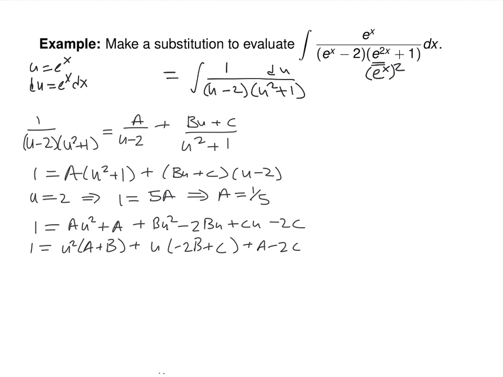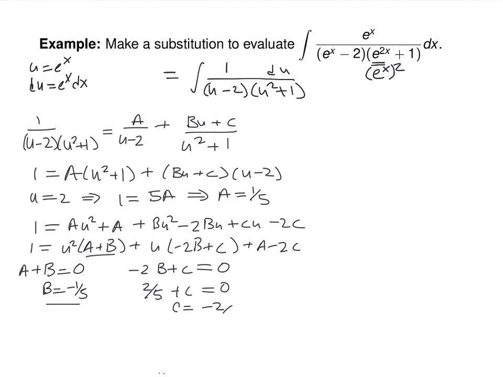Now, since there is no u squared on the left side, you know that A plus B has to equal 0. And if A is 1/5, you know that B has to equal negative 1/5. Now, negative 2B plus C is also equal to 0 because there is no u term on the left side. And so that's going to give you 2/5 plus C equals 0. So C is negative 2/5. And the three constants you had were A, B, and C, so you're done finding them.